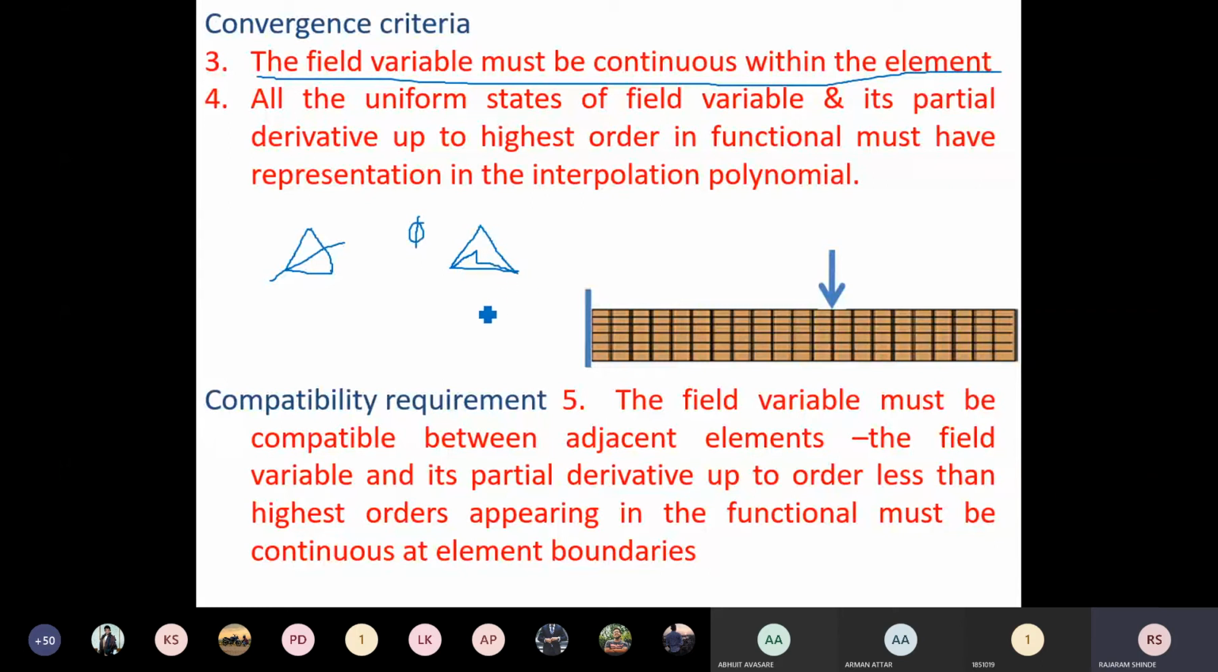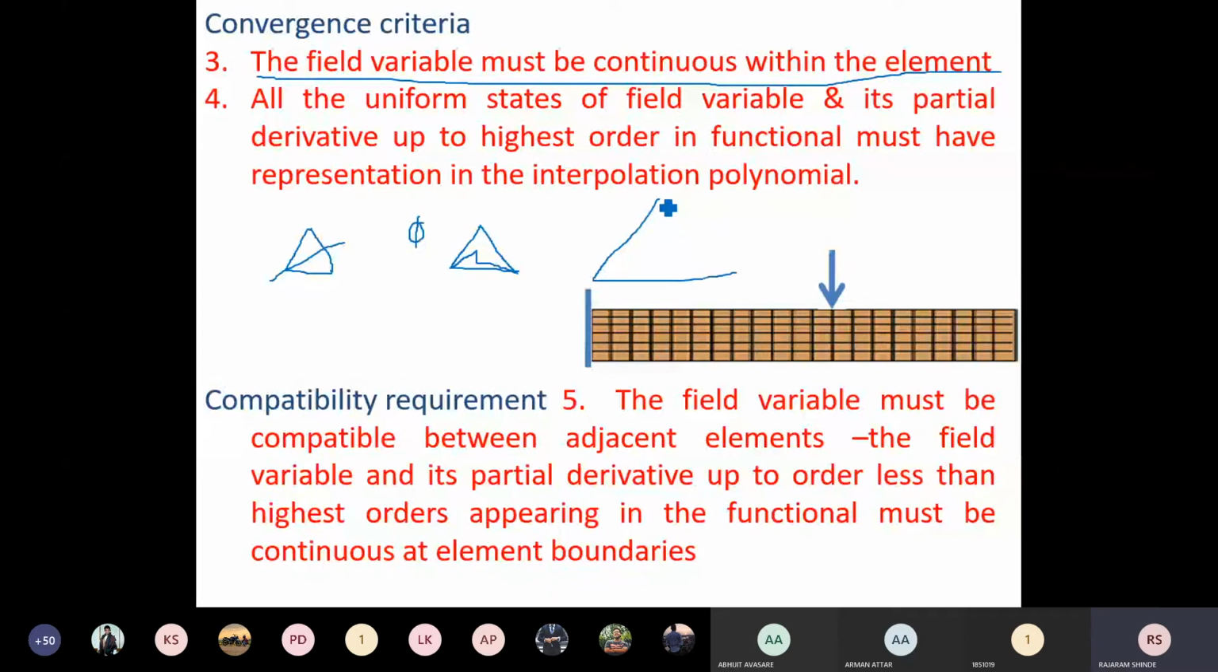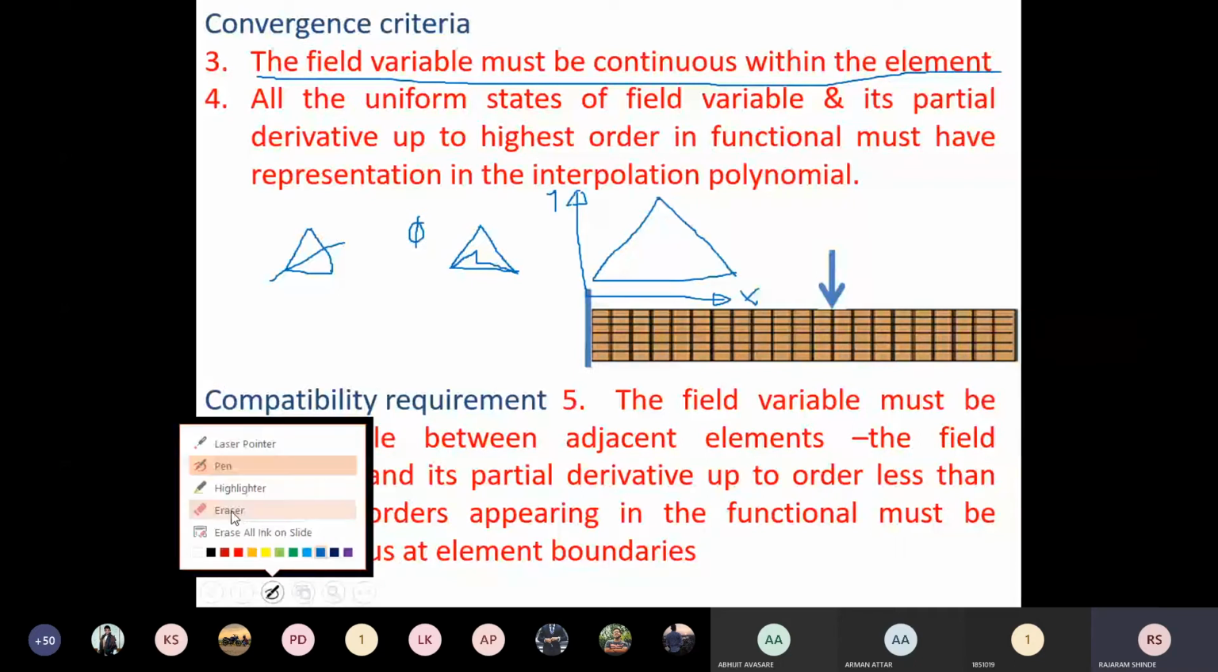This is not acceptable. Now I will show you by different colors here. Okay, I will draw this big element. Now this is in the xy coordinate system. This is your x coordinate and this is your y coordinate. Now when we plot the field variable, it is a two-dimensional field variable.